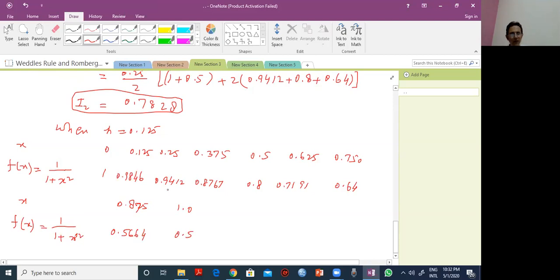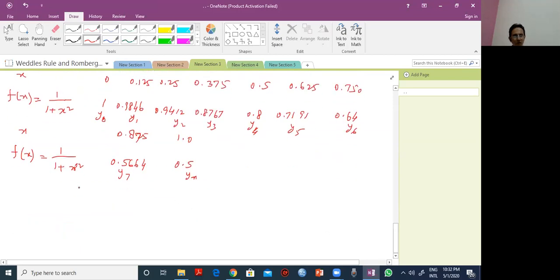So after making the table, we take the values of x, put them in the function and find all these values. Then we write the names: y0, y1, y2, y3, y4, y5, y6, y7 and yn. So again we apply the trapezoidal rule.